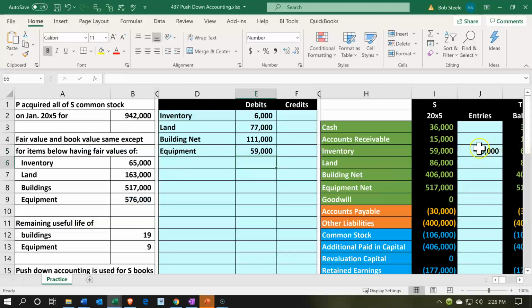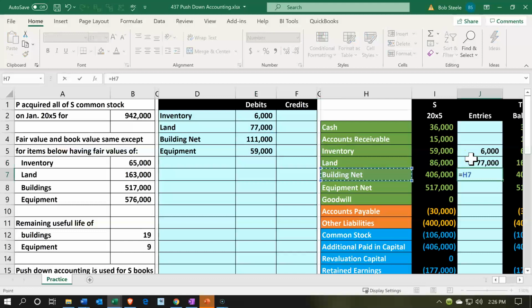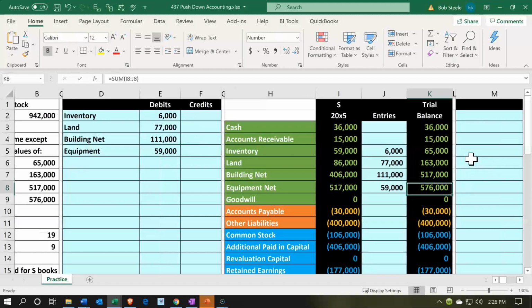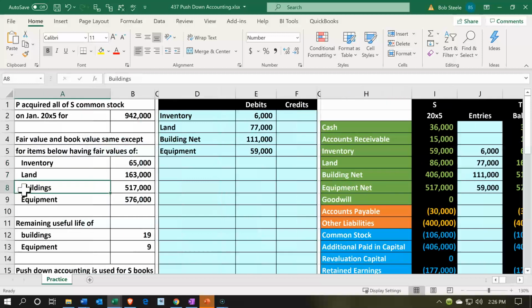Once we do so, these amounts on the trial balance for S will line up to what we believe the fair value to be. So let's do that. I'm going to post these out just so we can see them as we go. So there's the 77. There's the building. And here is the equipment. So now we have over here the 65, the 163, the 517, and the 576. Now, the other side, the question, of course, being, well, where are we going to put the other side then?